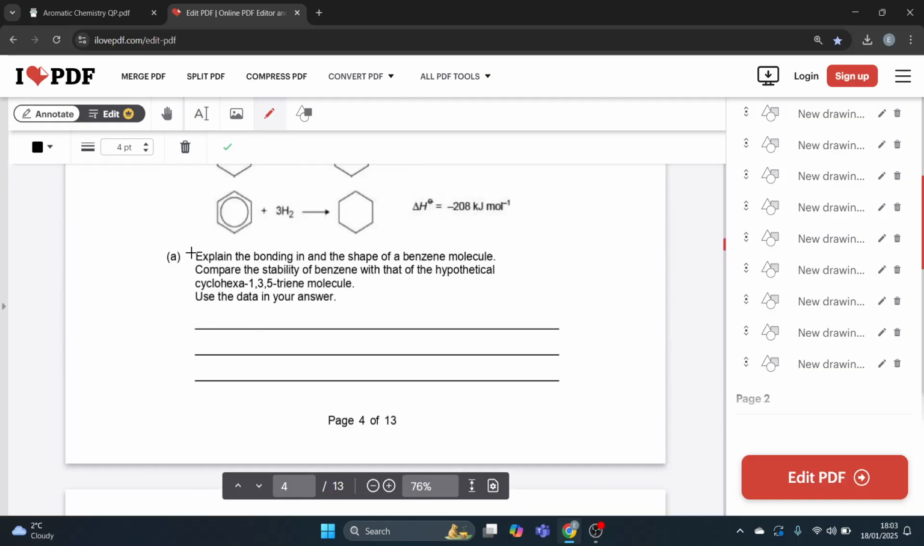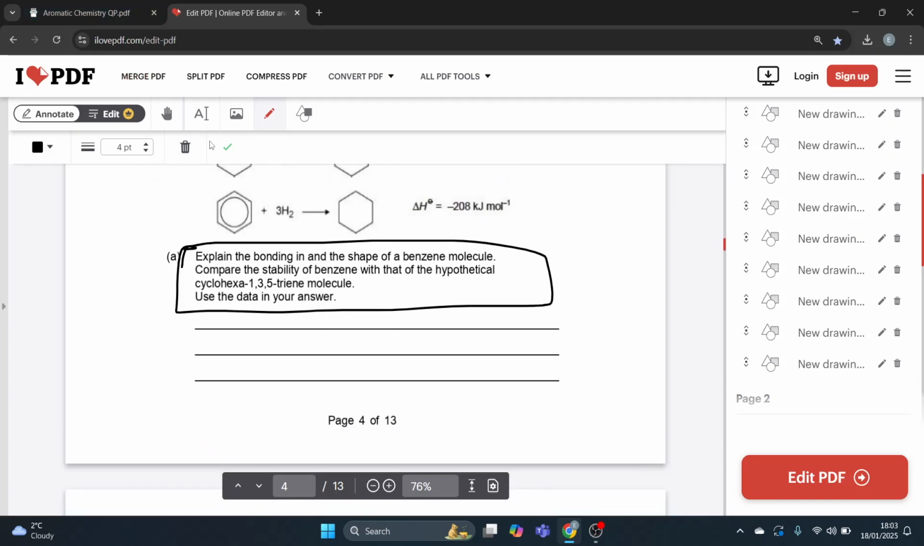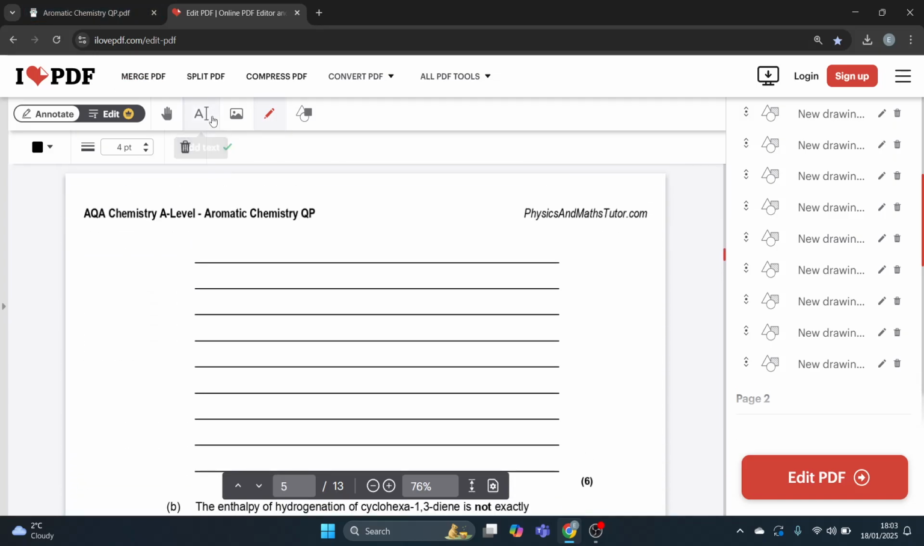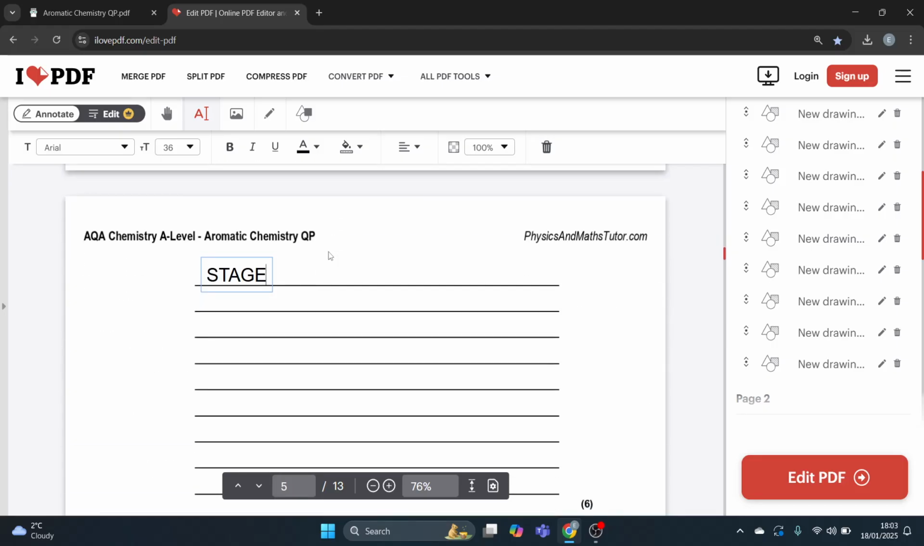This type of question, especially for this topic, I would just memorize it, because the mark scheme has pretty much everything they want you to do, and this question is more than likely to pop up again, because for benzene they can't really ask that many questions, and more often than not they ask you to compare it with cyclohexa-1,3,5-triene. So stage 1, 6 marker.